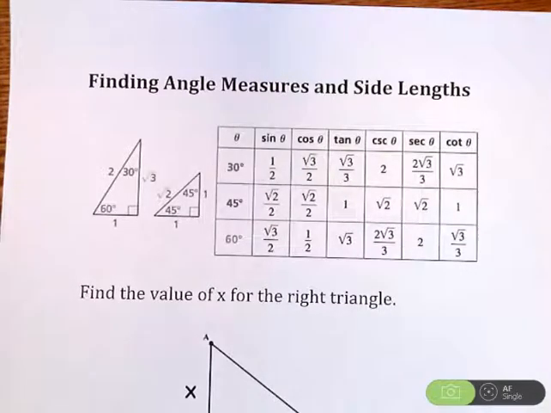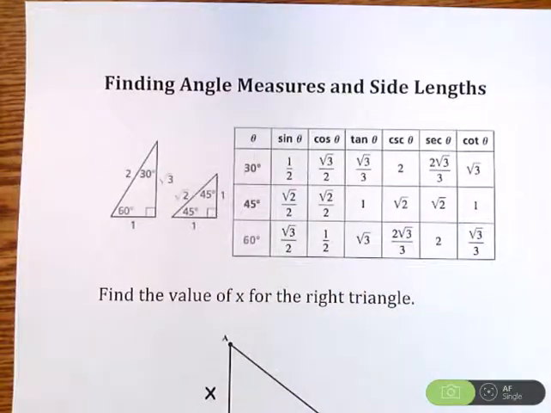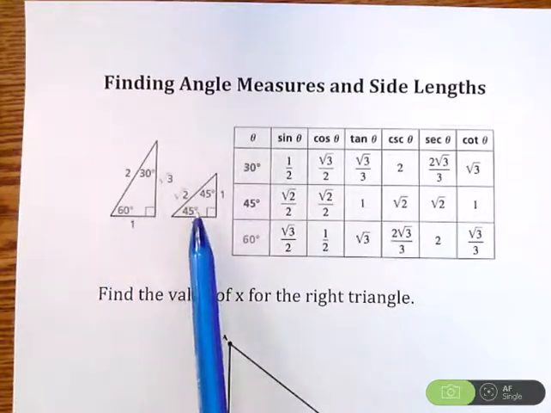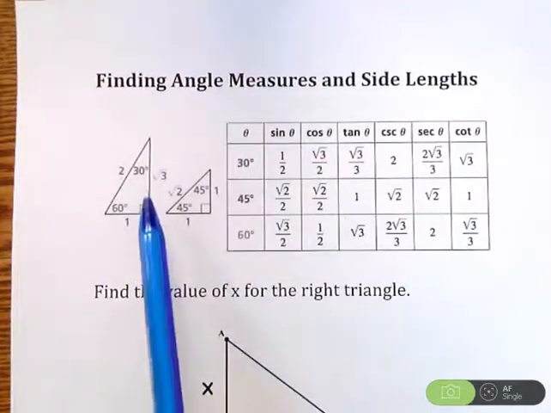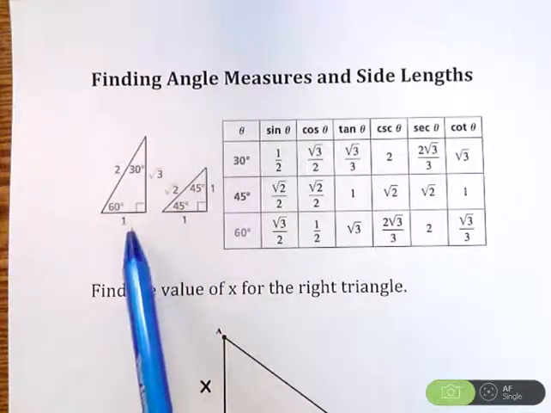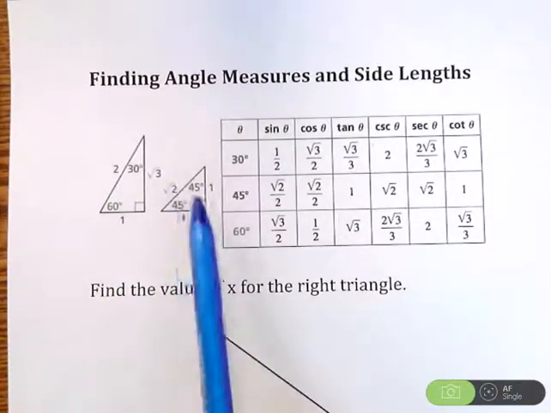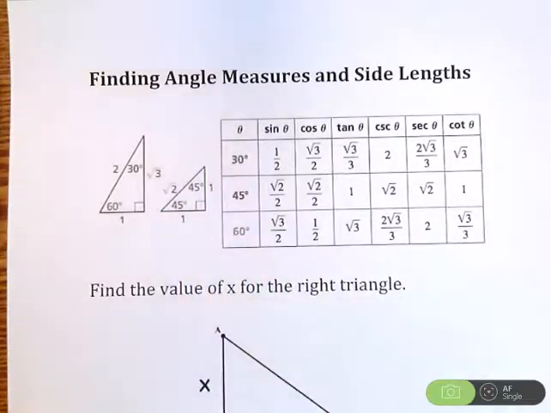What's up, guys? We're going to find some angle measures and side lengths using sine, cosine, tangent, cosecant, secant, and cotangent. So the first thing I have on here is something that we filled out in class. We took two special right triangles, a 30, 60, 90 and a 45, 45, 90. The 30, 60, 90 has sides of 1, square root of 3, and a hypotenuse of 2. A 45, 45, 90 has side lengths of 1 and a hypotenuse of square root of 2.